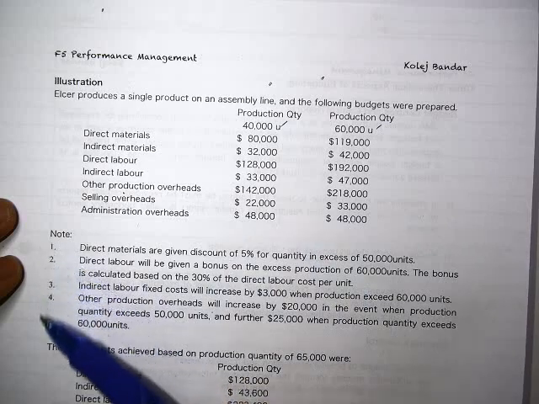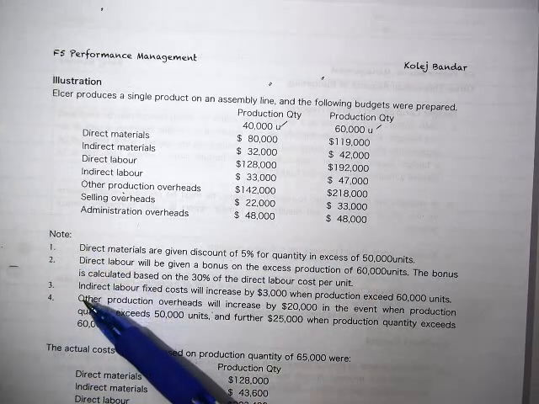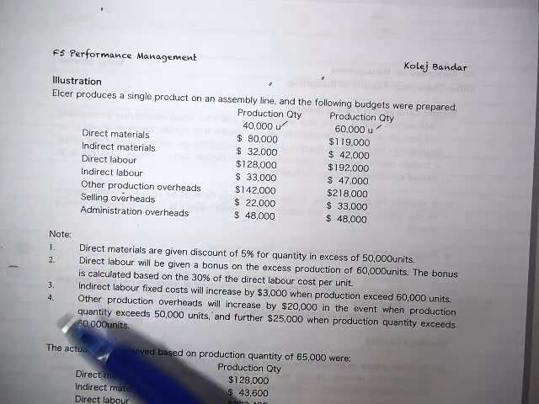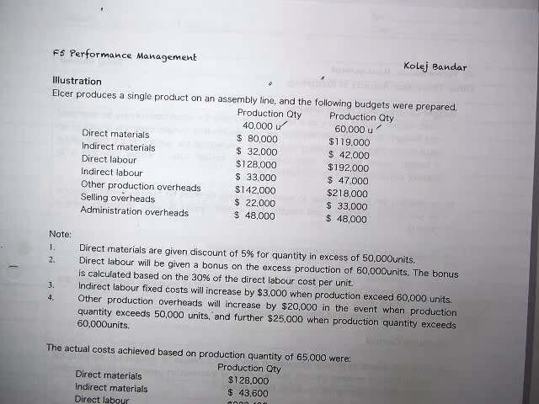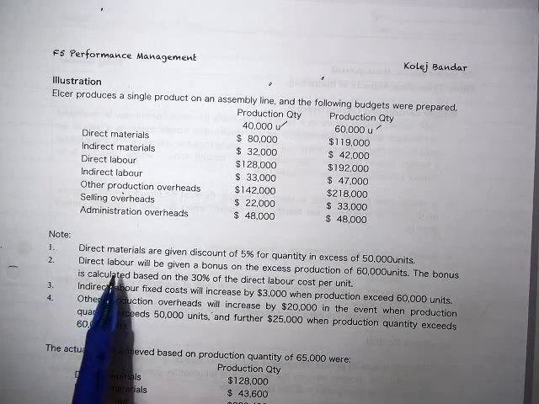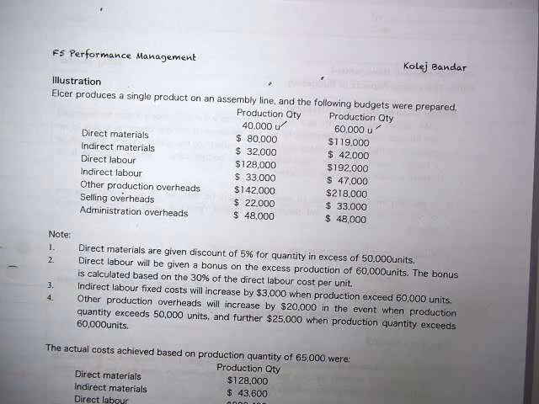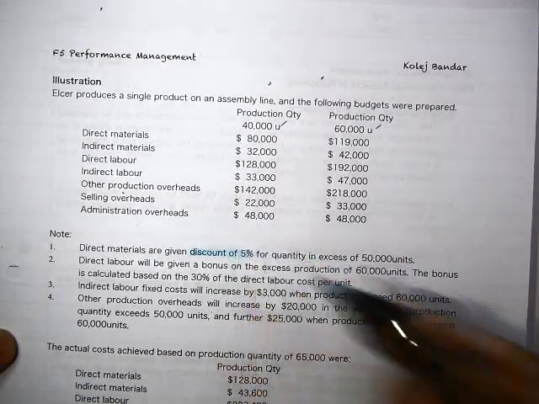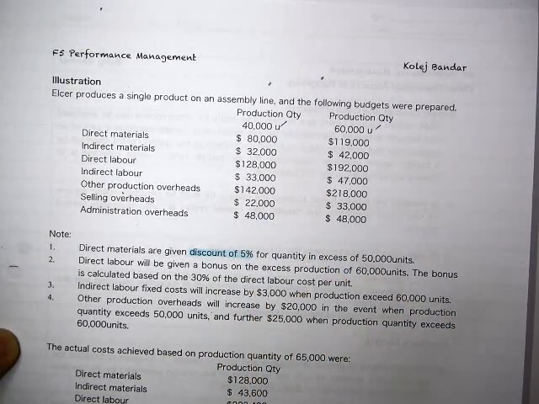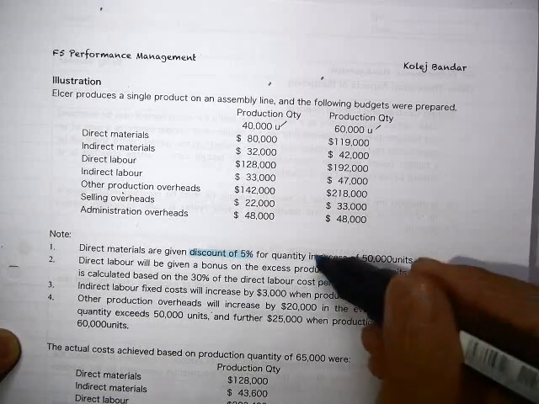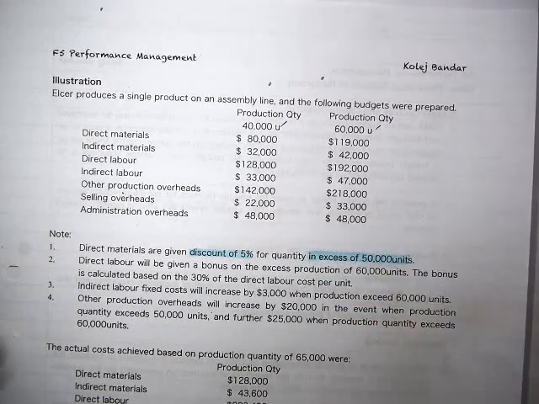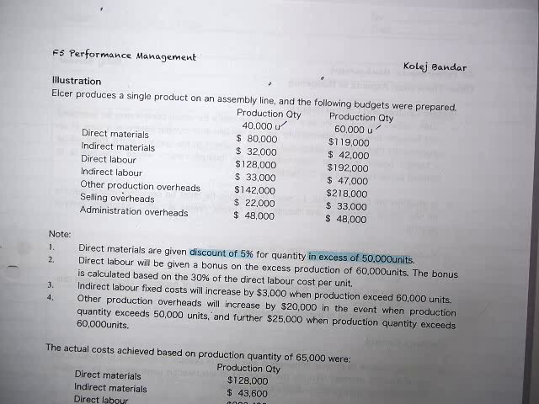Now you see notes are given. If it's just the pure high-low method, it's very straightforward, because you just work out the difference in cost divided by the difference in quantity. But normally they make it a little bit more complicated when they give you adjustments. Adjustments like what? For example, they say direct materials have a 5% discount for quantity in excess of 50,000.